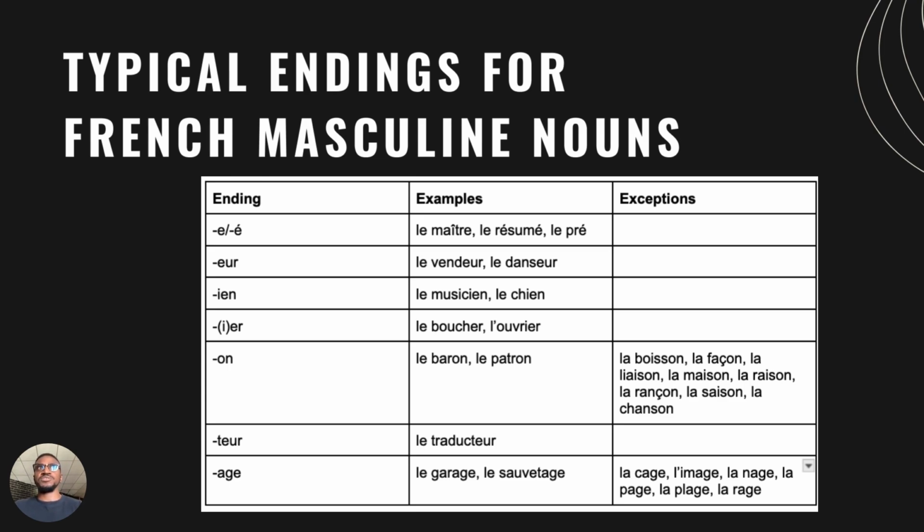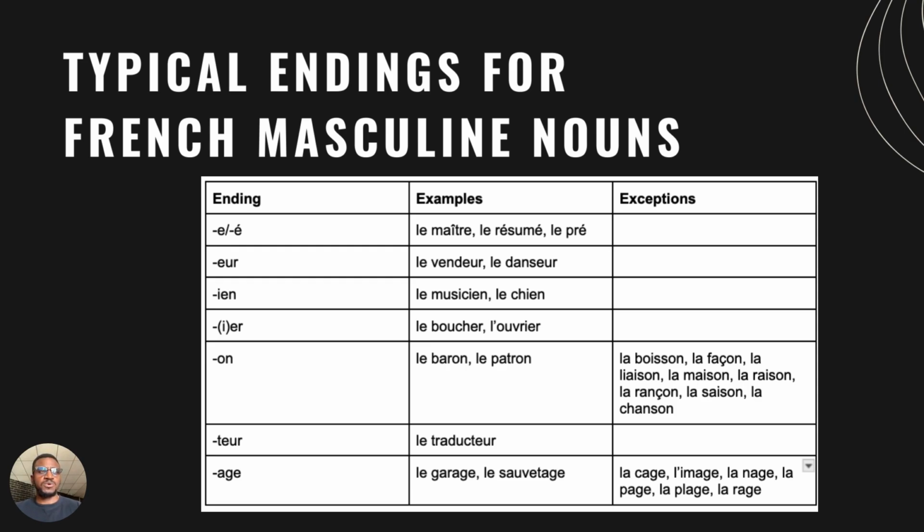So when you now pose yourself the question, how do I know whether a noun is masculine or feminine? One of the most effective ways is just looking at the ending. The ending will tell you whether it's masculine or feminine. So with the first endings we have here, if you see a noun that has these endings, it's therefore masculine. And then we'll look at the examples.